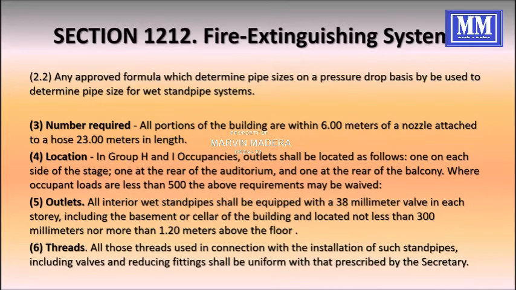All interior wet standpipes shall be equipped with a 38 millimeter valve in each story, including the basement or cellar of the building, and located not less than 300 millimeters nor more than 1.2 meters above the floor. All threads used in the connections with the installation of such standpipes, including valves and reducing fittings, shall be uniform with that prescribed by the Secretary.